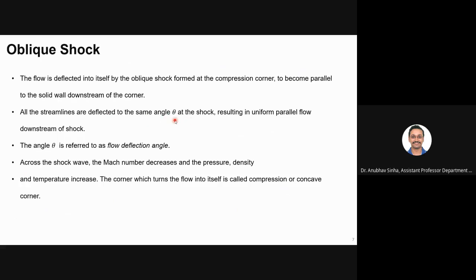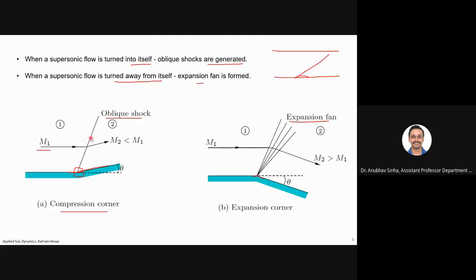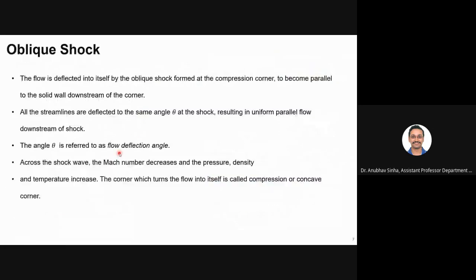Okay, we'll see there are different angles related to shock, theta and beta, and we'll also see a plot of that. But let us say theta is the angle of deflection, resulting in uniform parallel flow downstream of the shock. So this is the downstream where we see uniform parallel flow. That is the understanding or assumption. Theta is called the flow deflection angle. By what angle is your flow getting deflected, right?